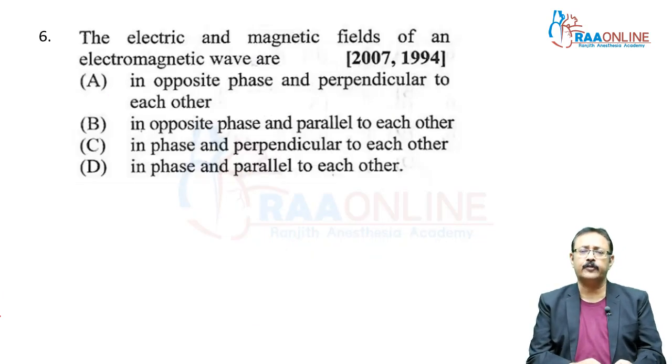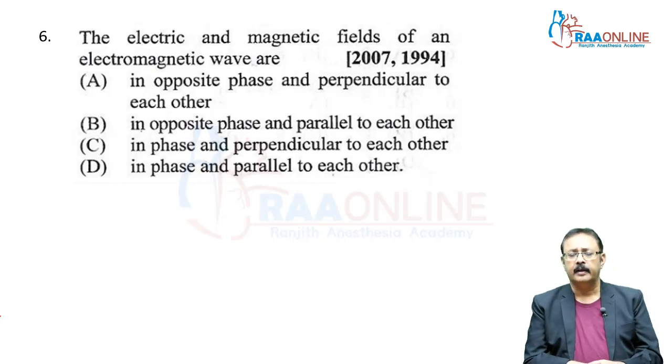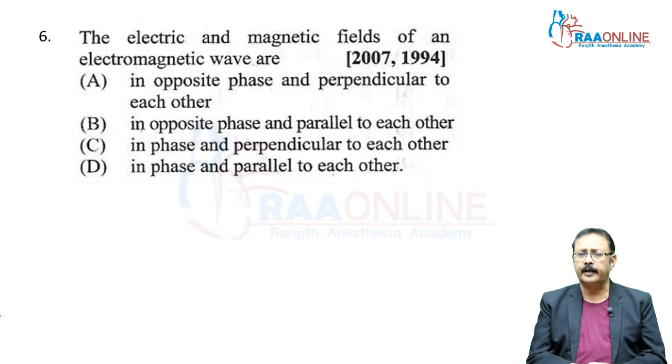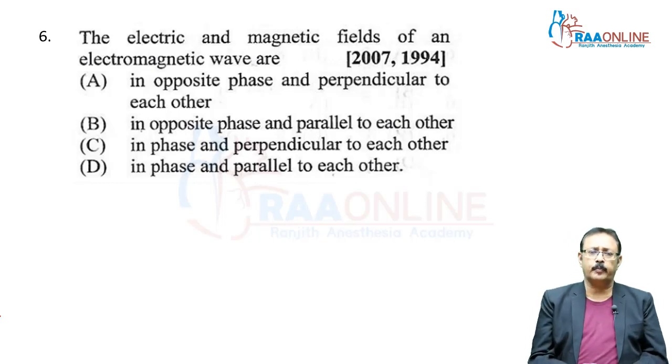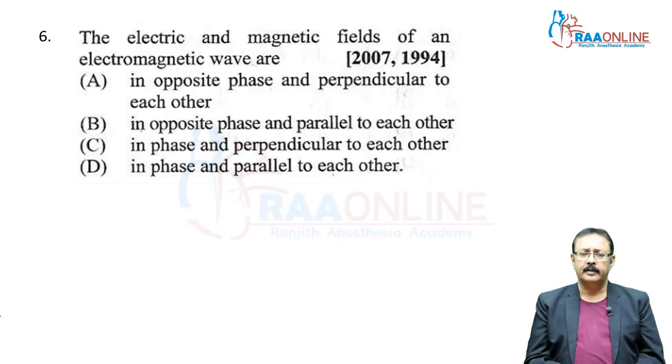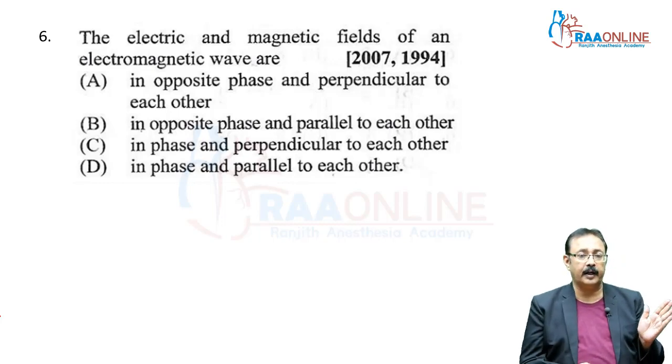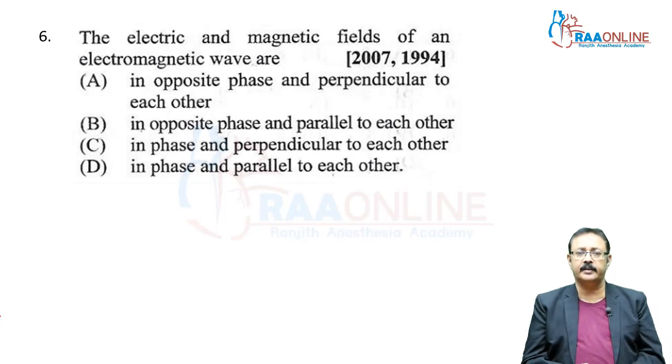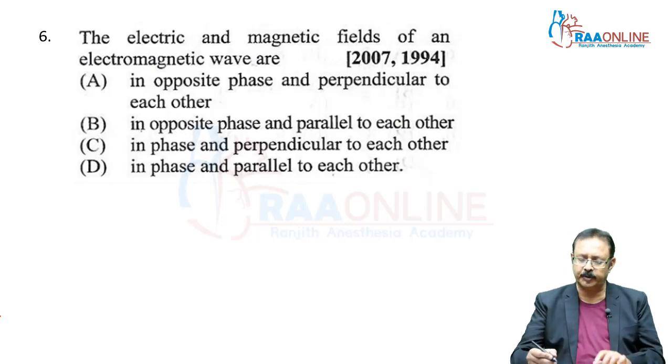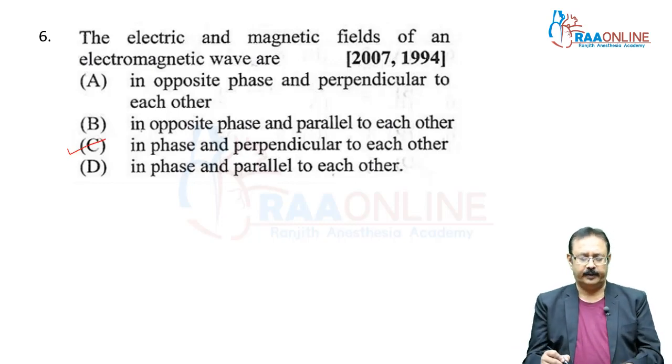Next, it is from 2007 and 1994 AIPMT. The electric and magnetic fields of an electromagnetic wave are vibrating in the same phase, because I showed you the equation. No phi was there. It means they were vibrating in the same phase but perpendicular to each other. So we will go with option C.